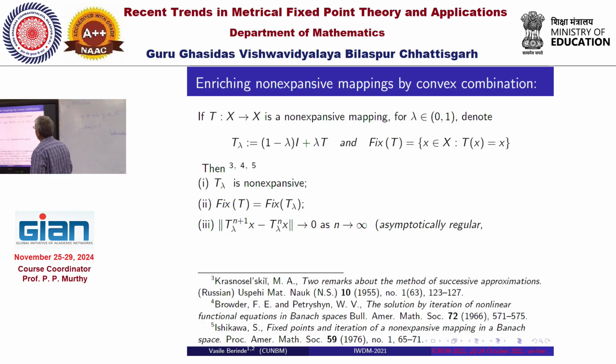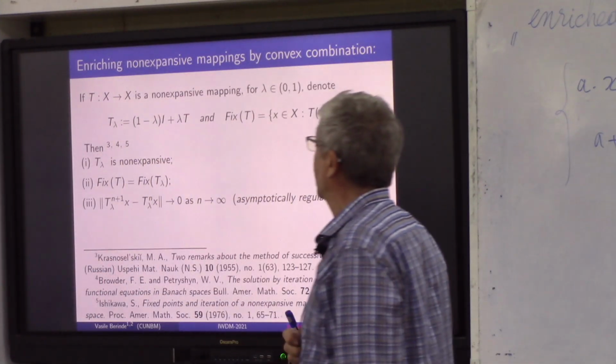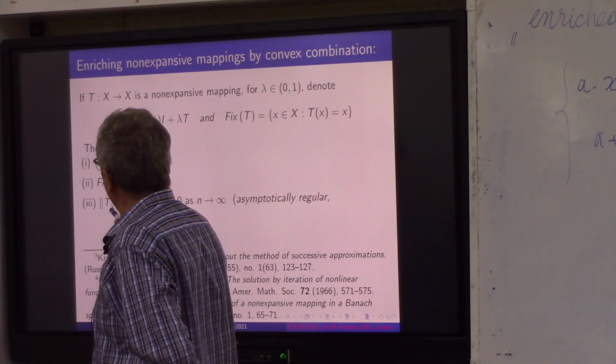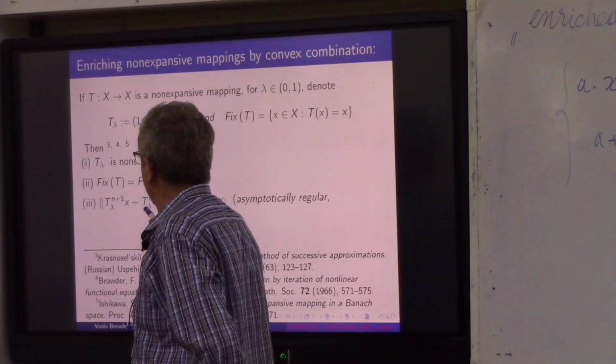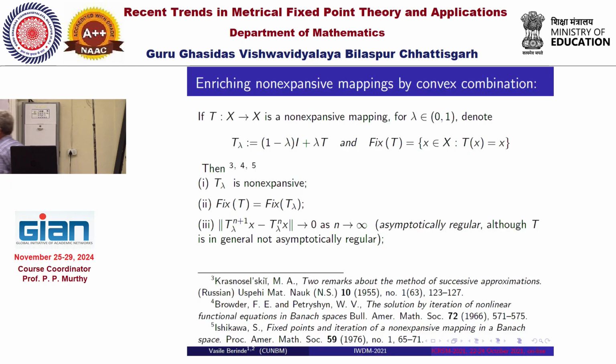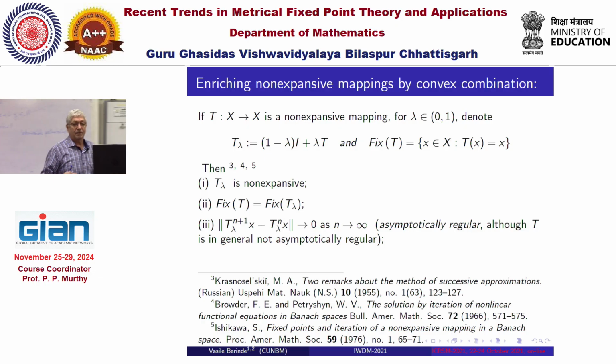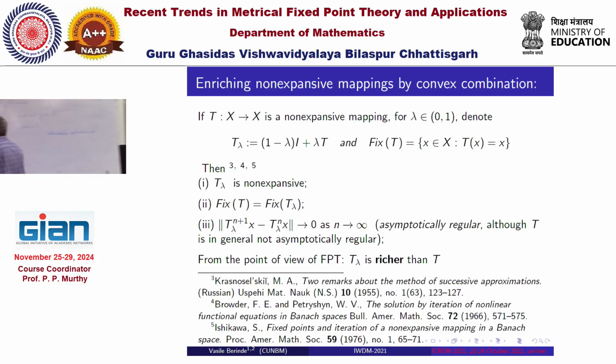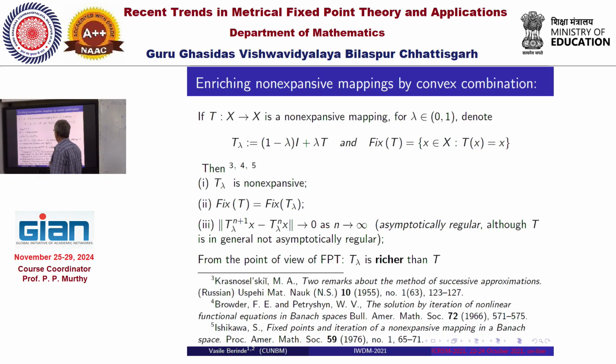This new operator, the average operator T lambda, is also asymptotically regular. This means that we have this property: the norm of the difference between the iterate n plus 1 of T lambda and the iterate n tends to 0 as n tends to infinity. This means that it's asymptotically regular, but the map T, in general a non-expansive map, is not asymptotically regular. So by using the average, the convex combination of a non-expansive map T, which is not asymptotically regular, we get a map which is asymptotically regular. So, from the point of view of fixed point theory, what does it mean? T lambda is richer, has larger properties than the original T.